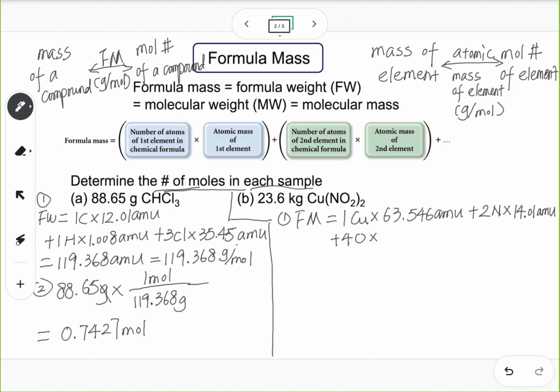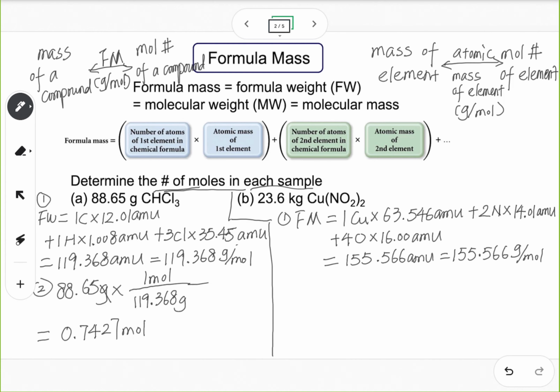For each oxygen, atomic mass is 16.00 AMU. Okay, so if you do the calculation, it's 155.566 AMU. Let me just write it here. So that equals 155.566 gram per mole. You can use gram per mole directly.